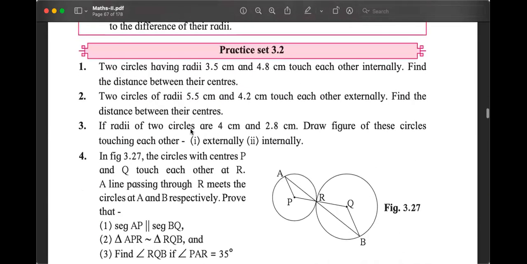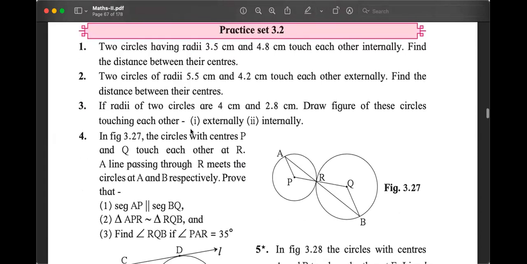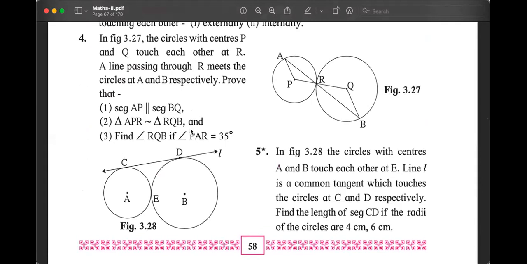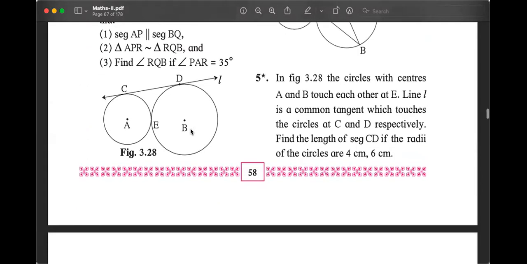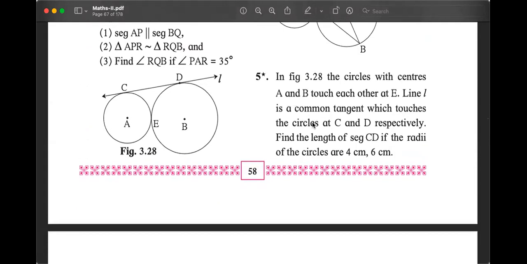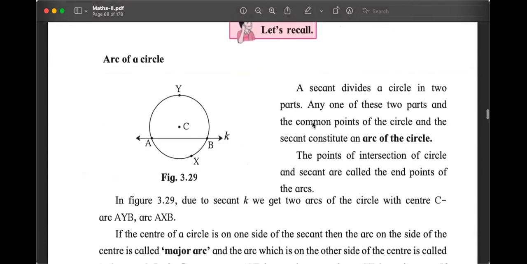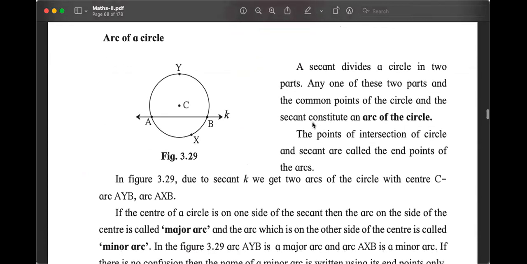There were 3 simple questions in the exercise, and question number 4 was a medium difficulty question. Question number 5 was not difficult, but it required us to know a lot more than just circles and tangents. Today, we are on page number 59, and we are going to study another part of the circle, which is called an arc.